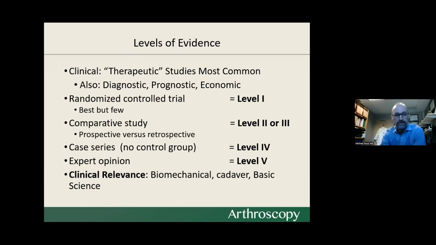Our comparative studies are our level 2 and level 3 studies, whether they are prospective or retrospective respectively. Our case studies, which have no control group, are our level 4 studies. And of course, our level 5 studies are our expert opinions. There are some studies that do not have a level of evidence, and these are our biomechanical studies, our cadaver studies, and our basic science studies.